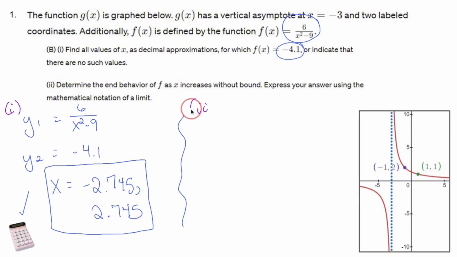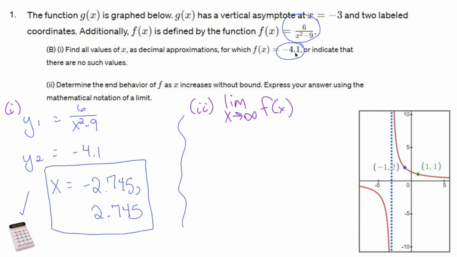And now let's do B, part II. So determine the end behavior of f of x. So again, that's this guy here. As x increases without bound. Now, what does that mean? That means the limit as x approaches positive infinity. The limit as x increases without bound means x is going to keep going to the right, to the right, to the right. Cupid Shuffle again. Now, if it said decreases without bound, it would be negative infinity. The fortunate thing about this is the answer is going to be exactly the same.